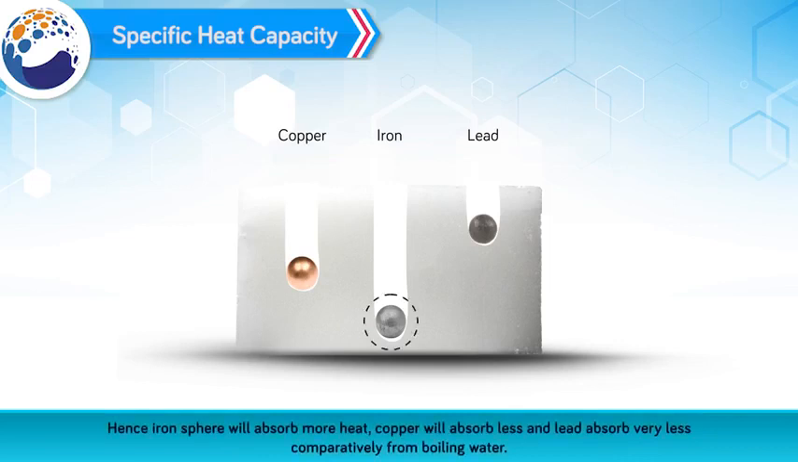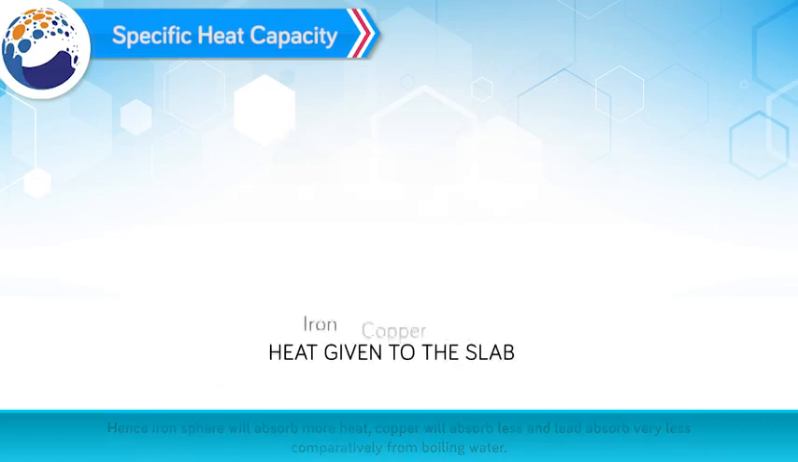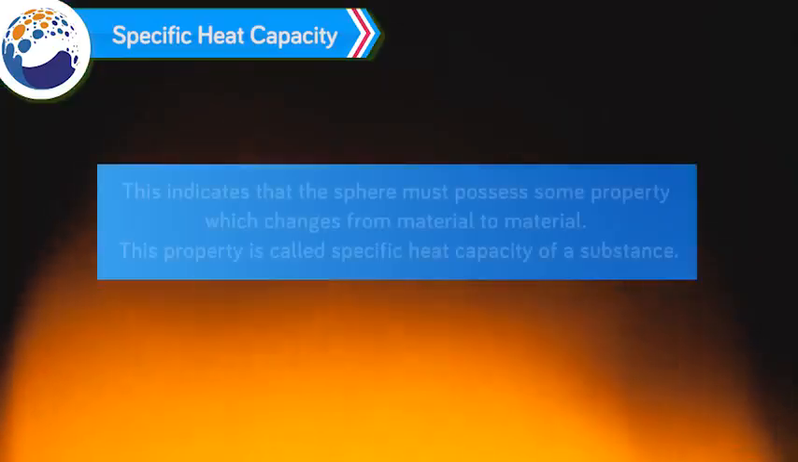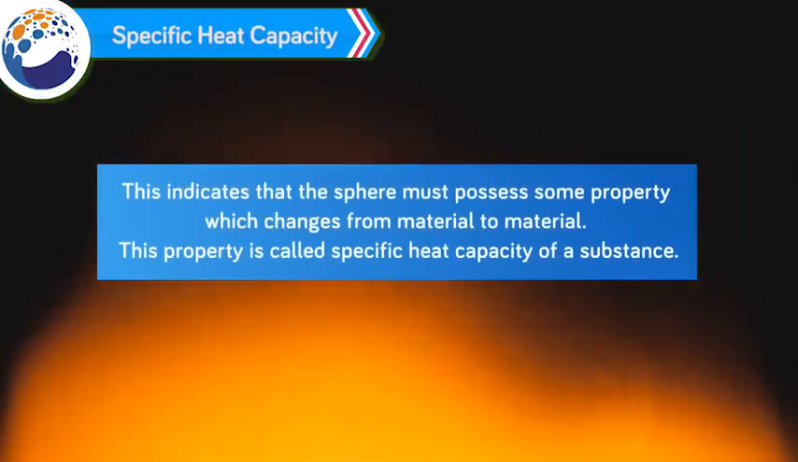Hence, the iron sphere will absorb more heat, copper will absorb less, and lead even less from boiling water. The iron sphere will give more heat to the slab, and the lead sphere will give the least heat to the slab. This observation shows that the above 3 spheres have absorbed different quantities of heat from boiling water. This indicates that the spheres must possess some property which changes from material to material. This property is called specific heat capacity of a substance.